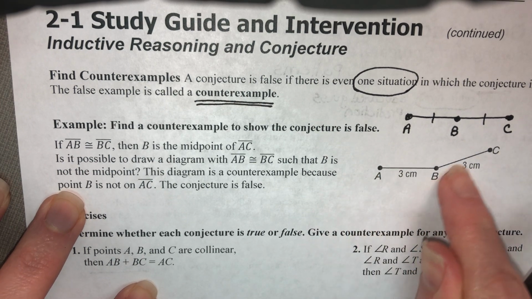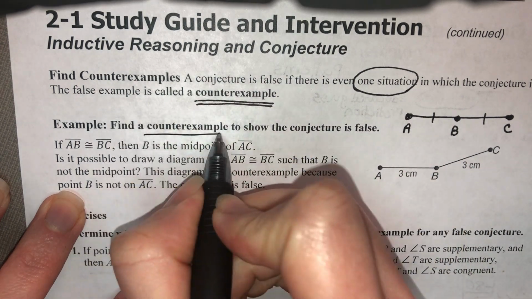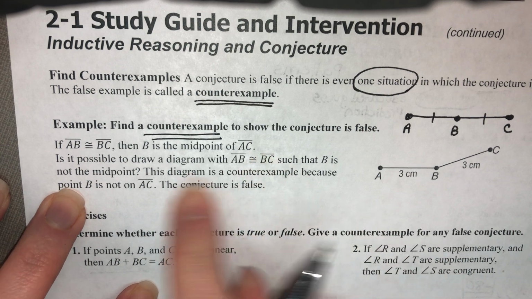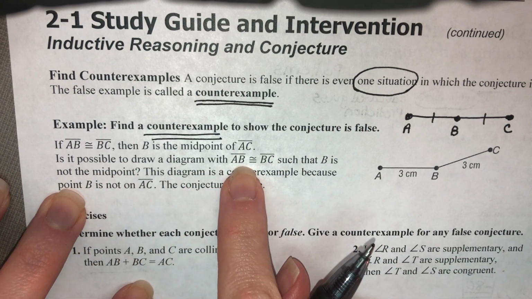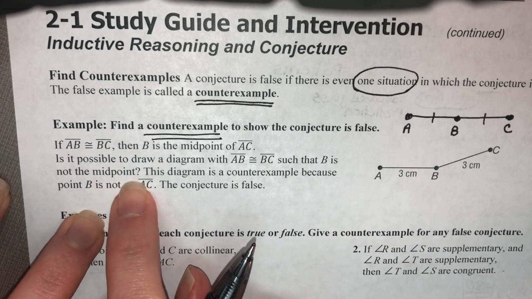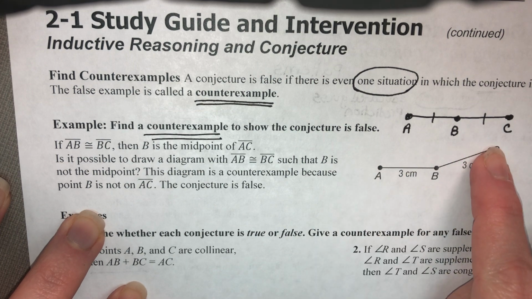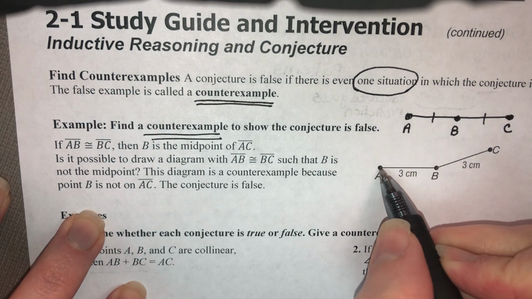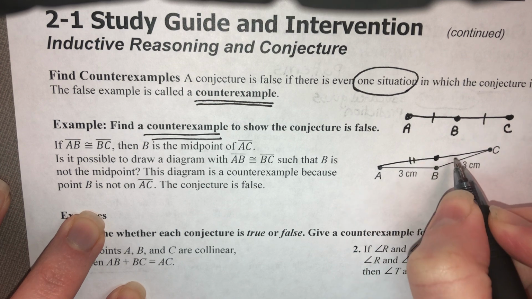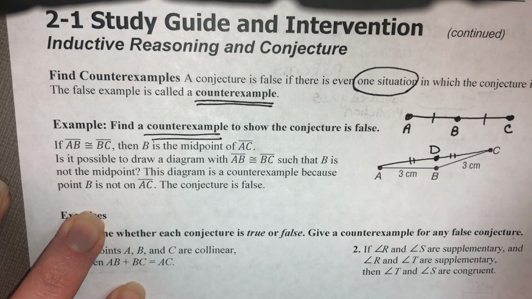But what if I drew it the way you see it shown here below? This is the counterexample to show that this statement is false. Is it possible to draw a diagram where AB is congruent to BC such that B is not the midpoint? See, B is not the midpoint of AC in this picture. If I connect A to C, the midpoint would be midway in between those two segments over here. This could be like point D or something.